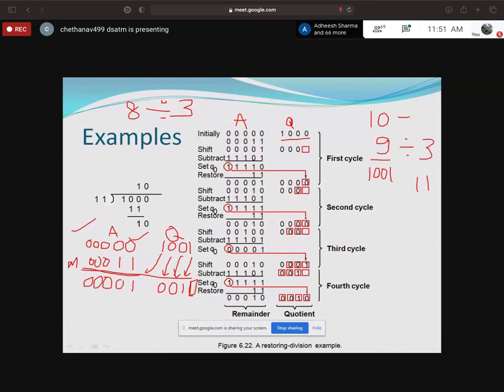Next, the divisor. Who is the divisor? 3 is the divisor. So 3 will be 1 1. I can represent it using 1 1, but you have to take it as a 5 bit position. That is why 0 0 0 1 1. After this, the first step is to shift your data towards the left side by 1 bit. So that is 0 0 0 1 0 0 0.